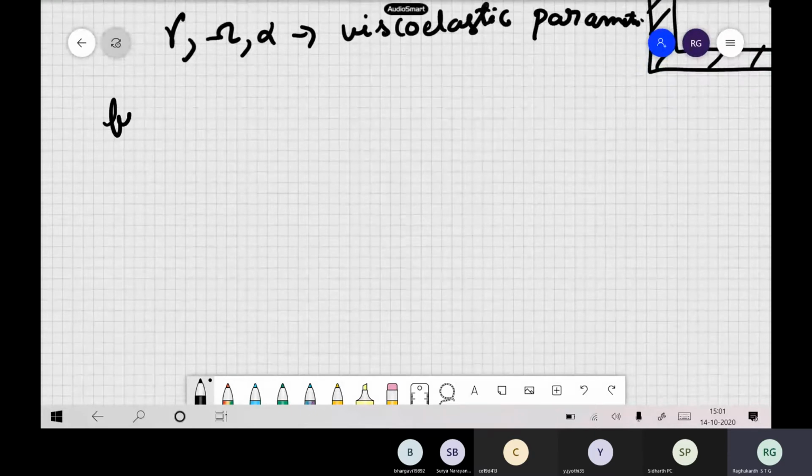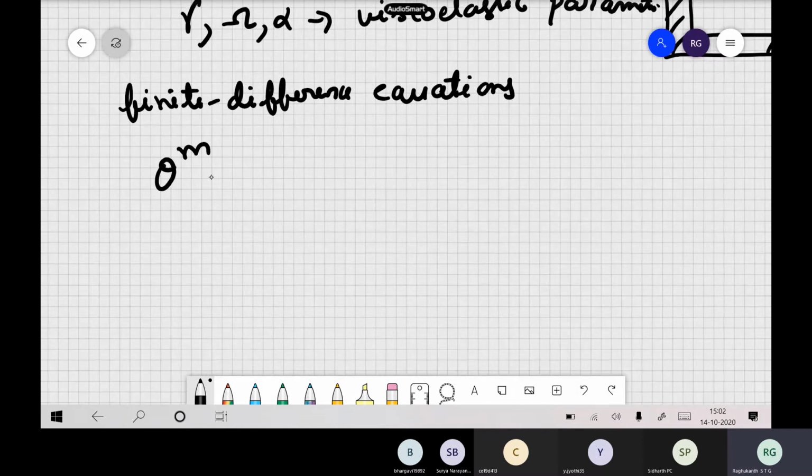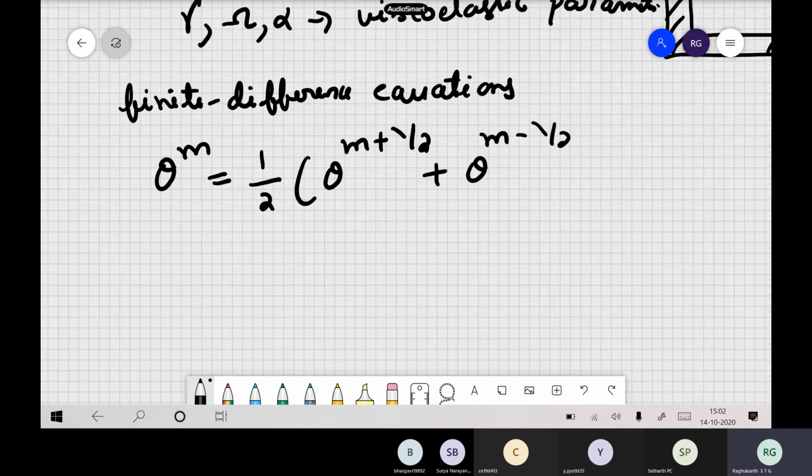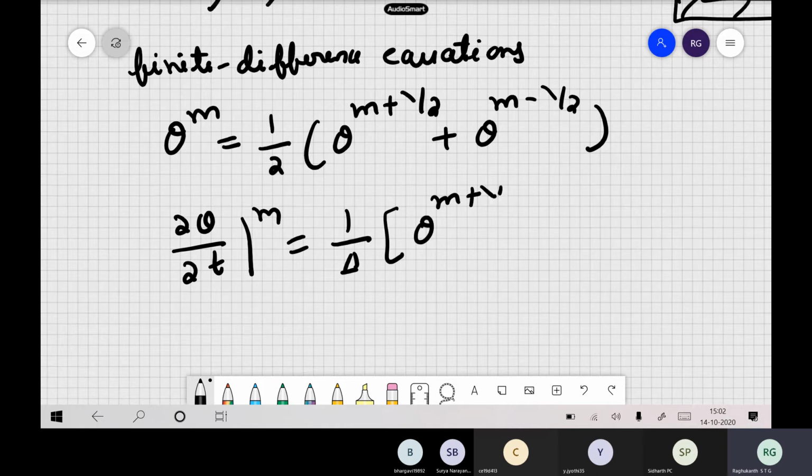So if you want to write in a finite difference, it is very easy. In the finite difference equations you can write like this. So theta m, if you use the central difference formula, theta m plus half plus theta m minus half, and so dou theta by dou t, the first derivative, you can write as 1 by delta, theta m plus half minus theta m minus half. So you use the central difference scheme for this one.